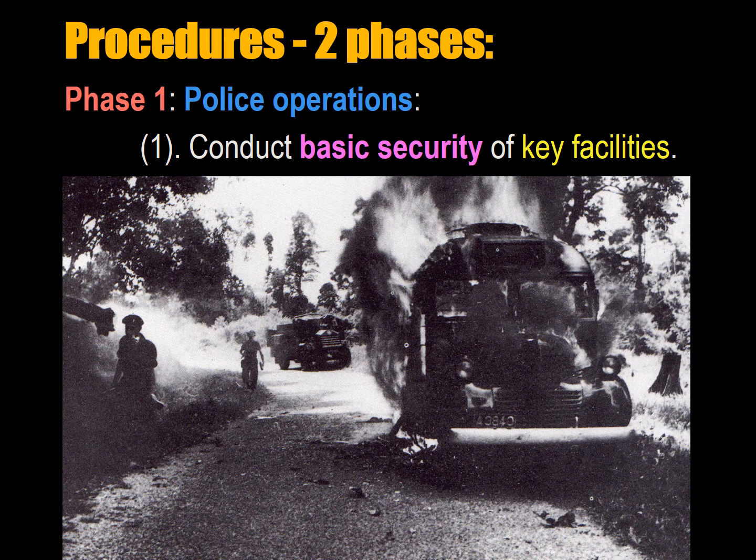The counterinsurgency was conducted in 2 phases, each with various parts. Phase 1 was essentially a police operation, and its first part was to conduct basic security of key facilities. Following the first act of violence by the insurgents, the British imposed a state of emergency in June of 1948. This granted special powers to the police and the military to bypass certain legal provisions. Here you can see a British convoy that was ambushed in Malaya. Later, these convoys would receive police escort.